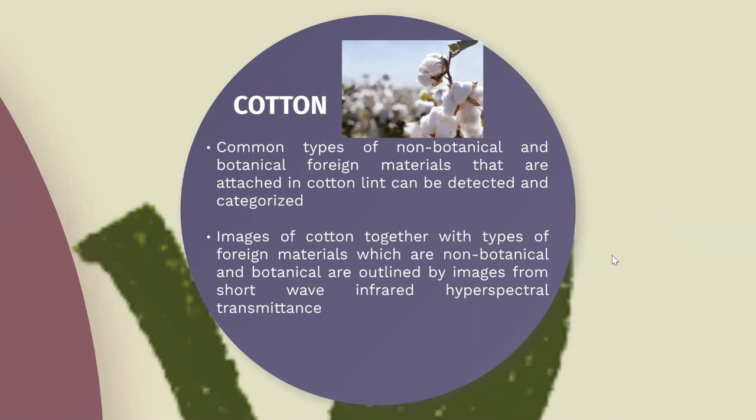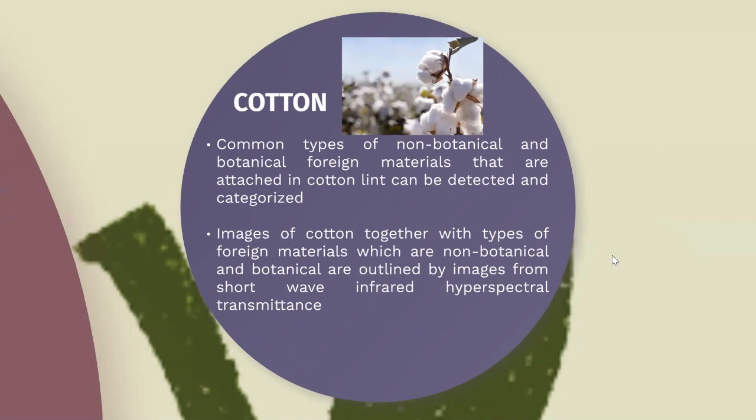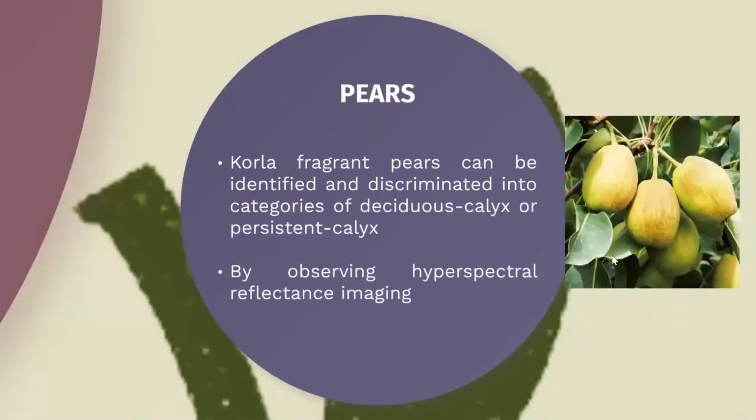Images of cotton together with types of foreign materials, which are non-botanical and botanical, are outlined by images from short-wave infrared hyperspectral transmittance. Other than that, Colla fragrant pressure can be identified and discriminated into categories of deciduous calyx or persistent calyx. This can be done by observing hyperspectral reflectance imaging.